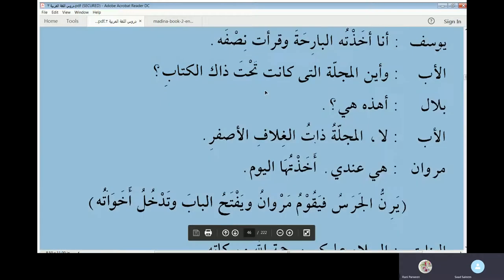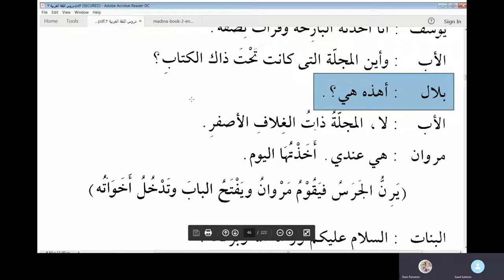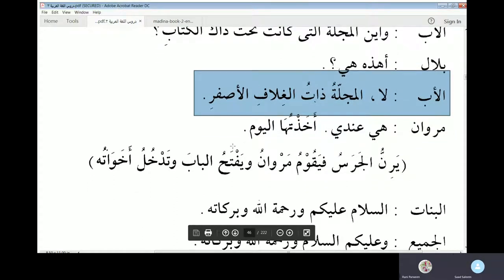Okay. Bilalun, here. Is this it? No. Al mazallatu zatul ilafil asfari. No. The magazine is... Oh, in the yellow. The magazine with yellow cover. No, the magazine is with yellow cover. Okay, the magazine has a yellow cover.